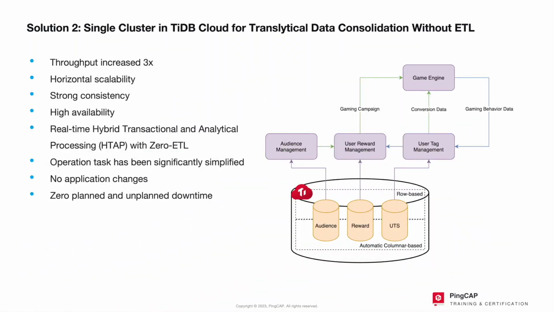After switching to TiDB Cloud, one TiDB cluster is enough to replace multiple Amazon Aurora clusters, as well as the Amazon Redshift cluster. The throughput is 3 times more than that of the Aurora, with query and write capacities both improved.